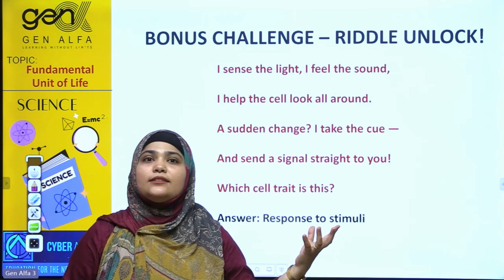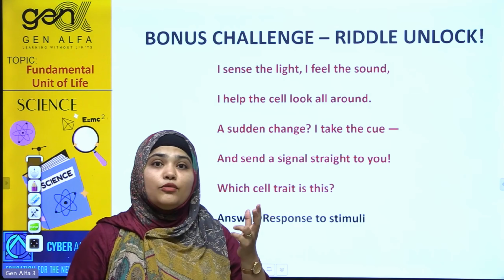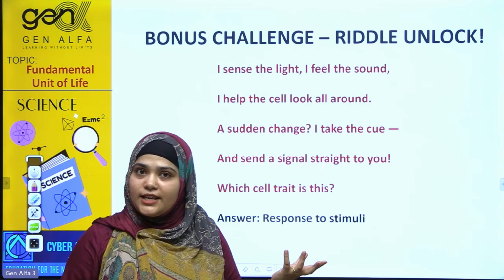I have given you the example of a plant, how the plant body bends towards the sunlight. The sunlight is actually a stimulus, and it is a kind of sudden change. Clear? Next: I copy myself when it's time to grow, or heal your wounds when cells run low. Division's my trick, it's what I do. One becomes two and then a few. What process am I showing?